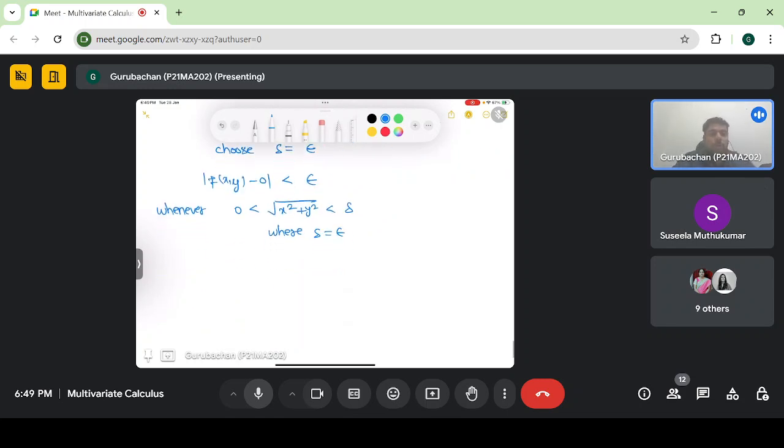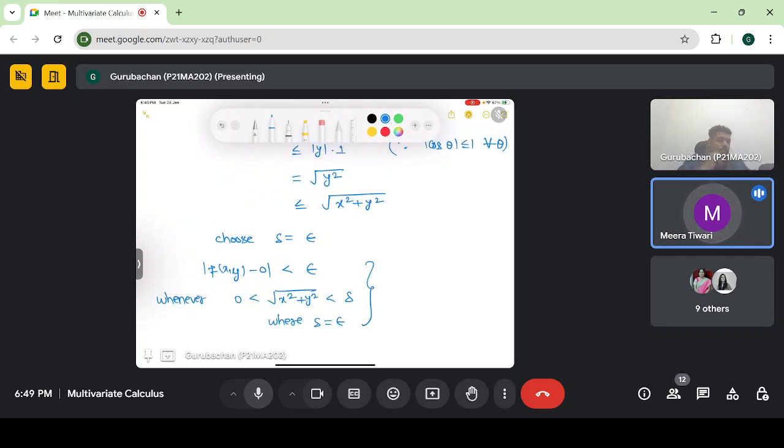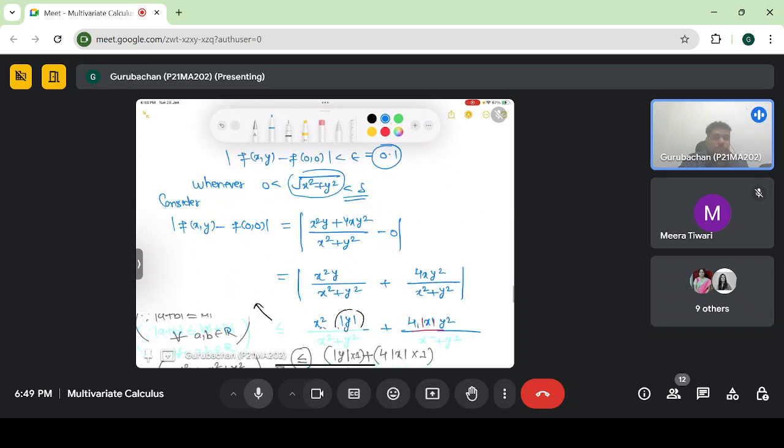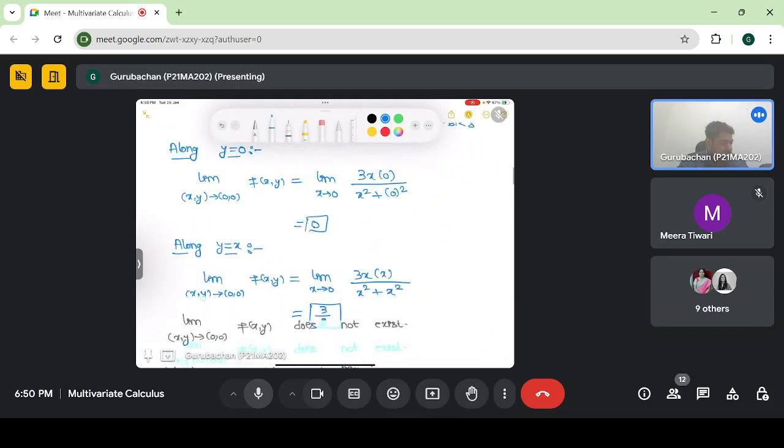Sir, is the last step necessary, the one where we write less than or equal to under root x square plus y square? Can we not directly say from here that we can choose delta? Let me mention here. I have mentioned two definitions of epsilon delta. So let me mention here.